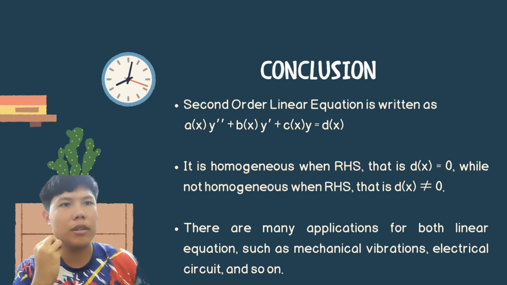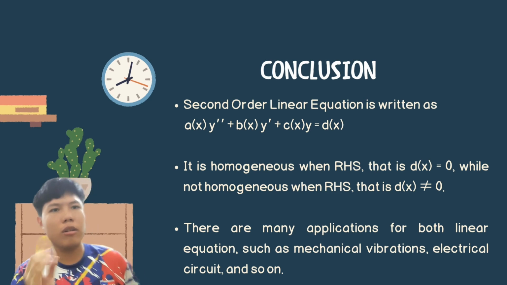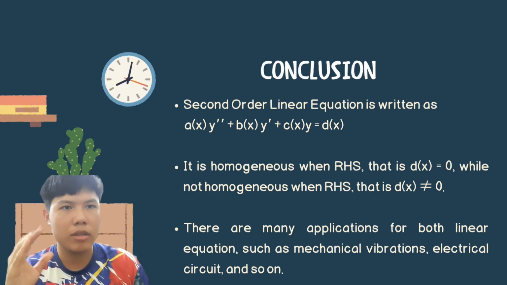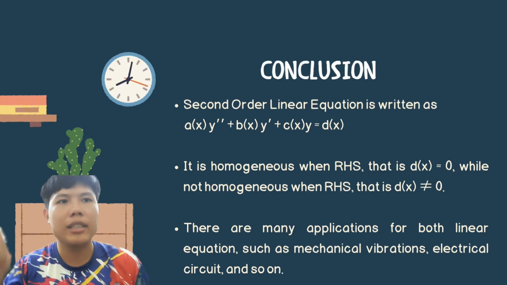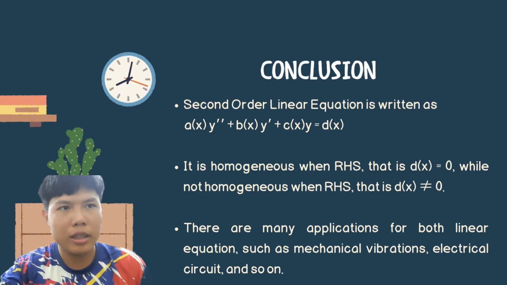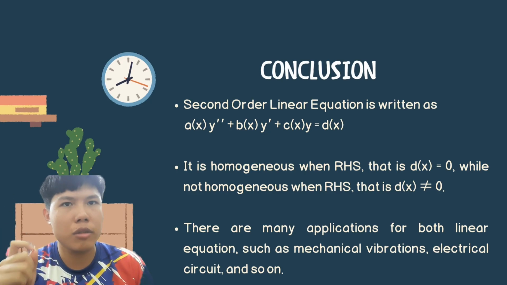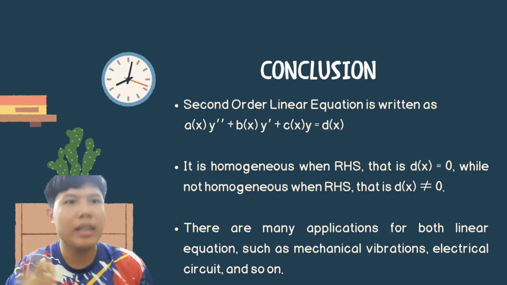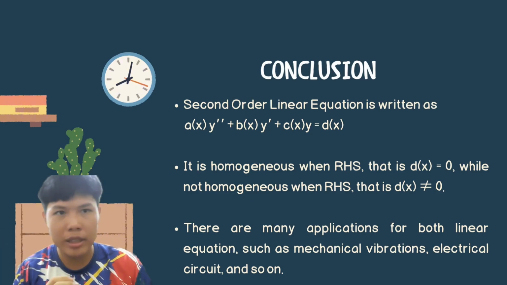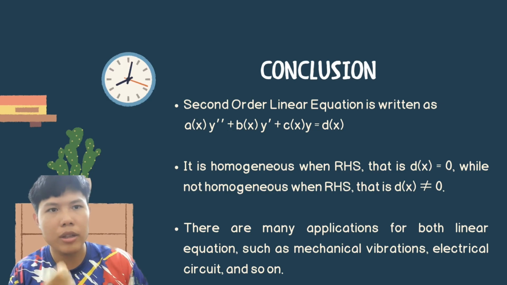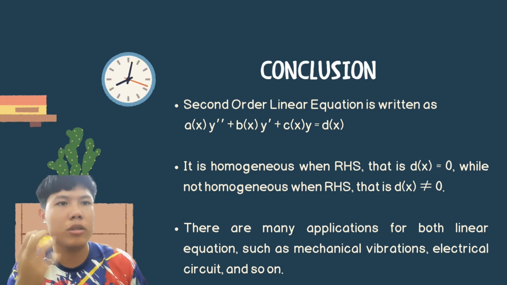Based on the Q&A and the explanation, let me make some conclusions. Based on this presentation, we can conclude that the second order linear equation is written as a(x) times y'' plus b(x) times y' plus c(x) times y equals d(x). However, it is homogeneous when the right hand side, that is d(x), is equal to 0, while non-homogeneous when the right hand side d(x) is not equal to 0.